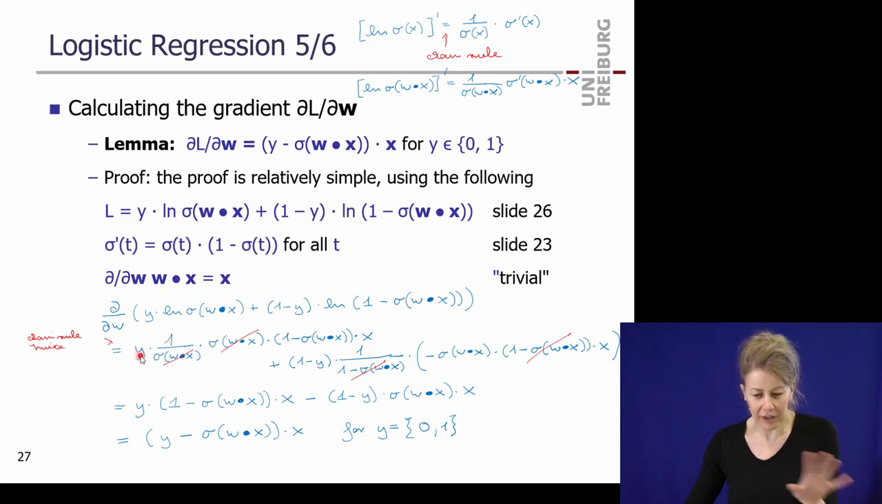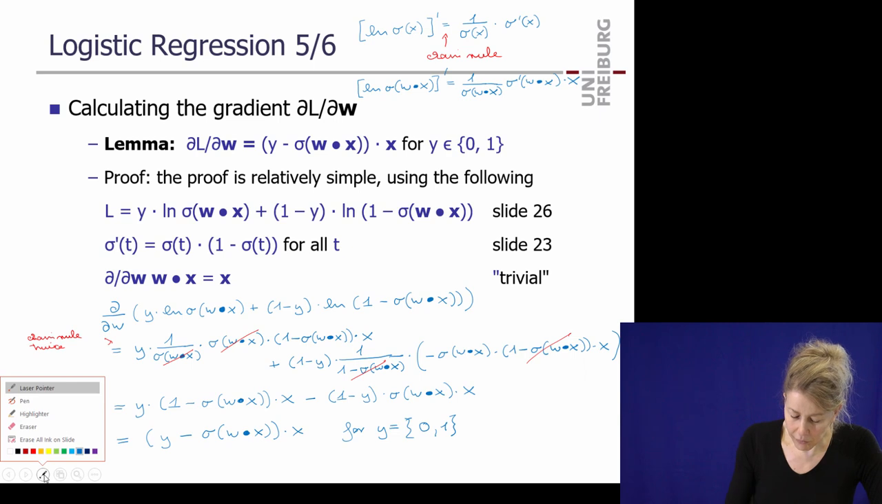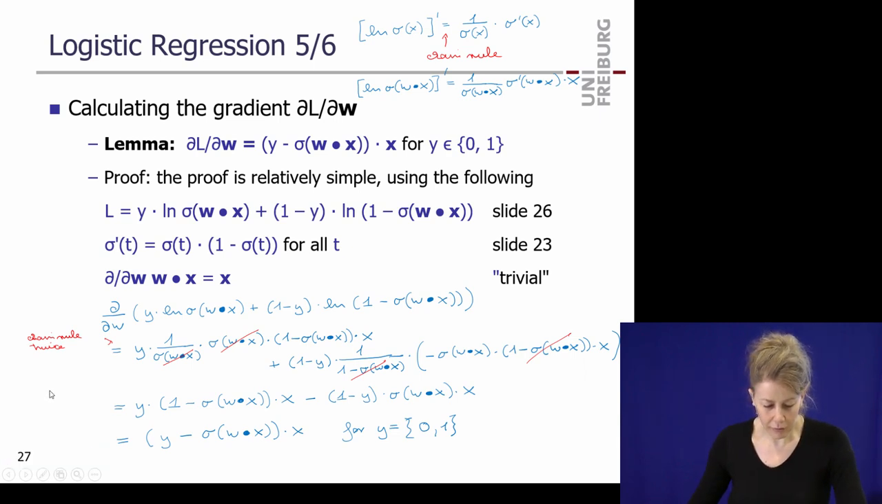We computed with this as if y were any number, but actually we are in the training where y is either 0 or 1. It's this class or this class. So if y is 0, then this whole thing is 0. Let's just check whether it's correct. If y is 0, then this is 0. 1 minus 0 is 1. If y is 0, is it correct?